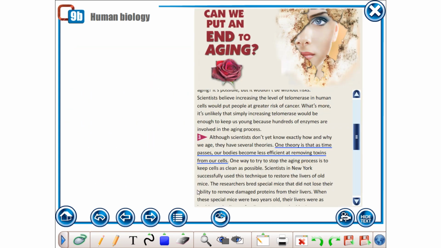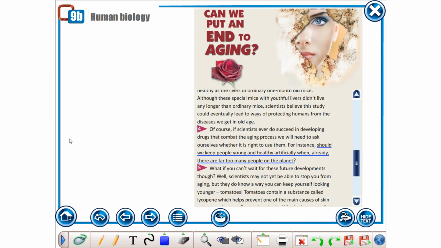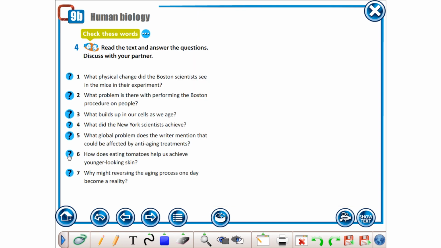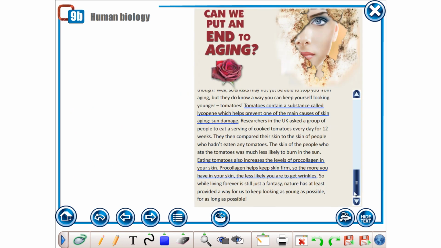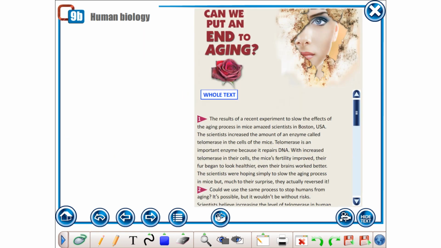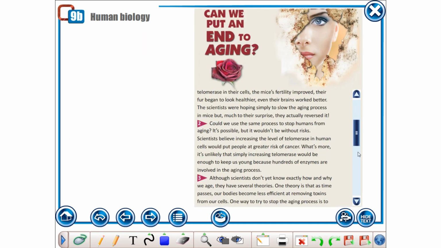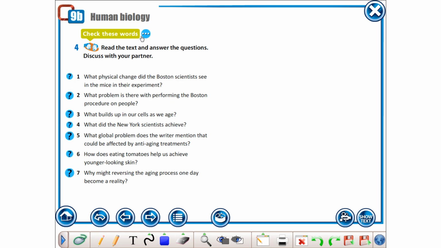The third. The fourth. The fifth. Number 6. And number 7. Whole text. Весь текст. Okay. And let's check these words.